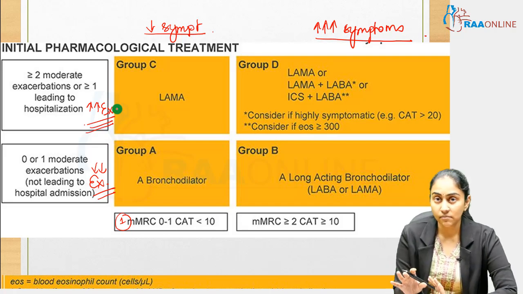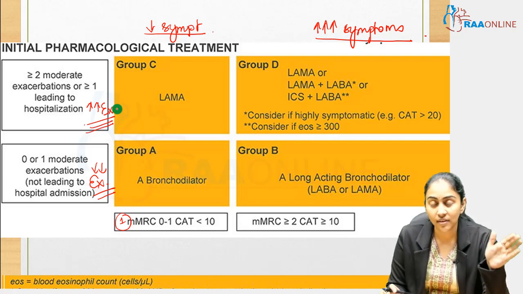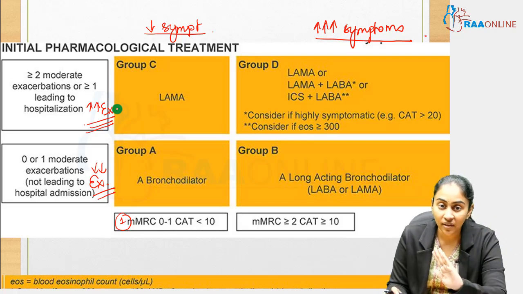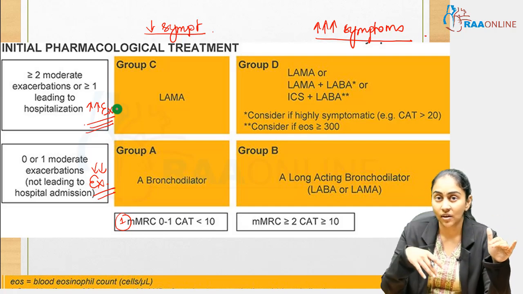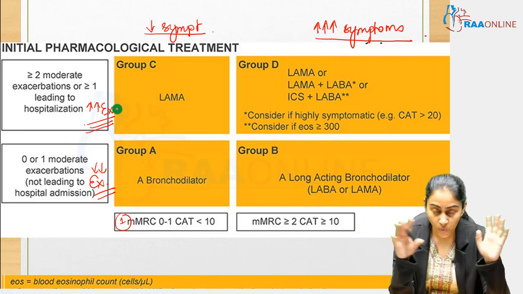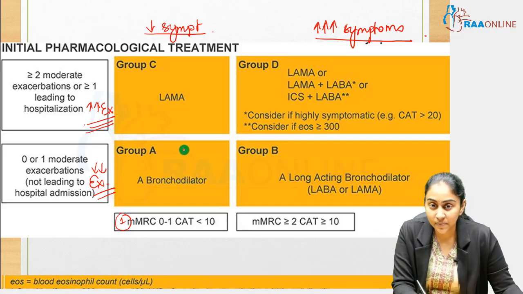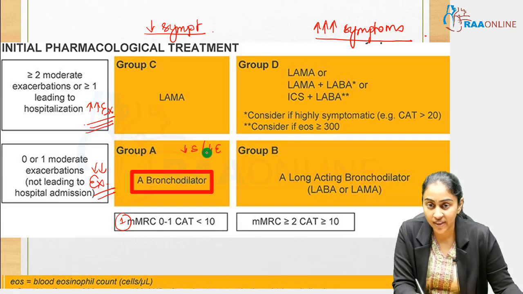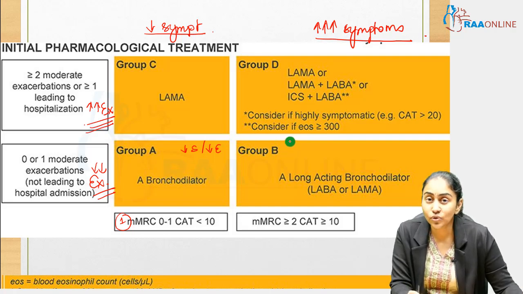To convey this in a very simple format, you are looking at two things, symptoms and exacerbations. Low symptoms A and C, high symptoms B and D, low exacerbations A and B, high exacerbations C and D. Remember, symptoms is the vertical y-axis and exacerbations is the horizontal x-axis, and then you have these four groups. Now, in group A, what do you do? Group A is the group with less symptoms, less exacerbations. So, just adding a single bronchodilator would do. Could be LABA.